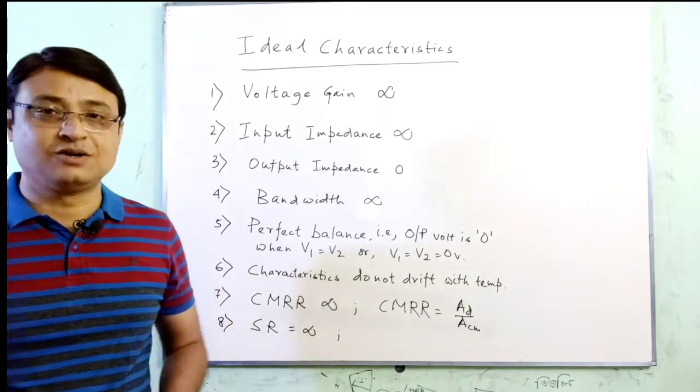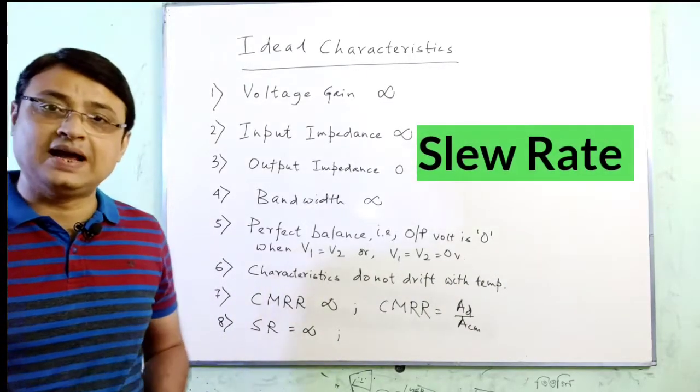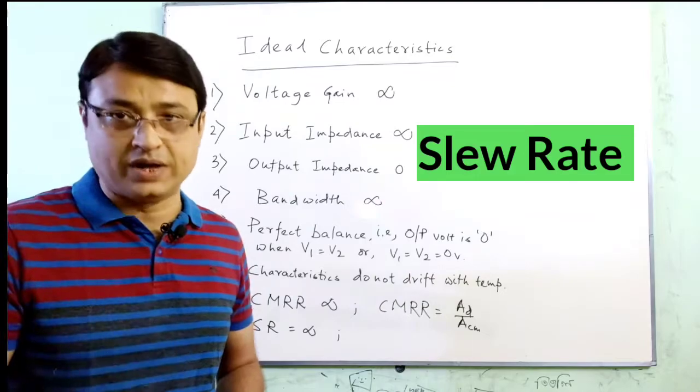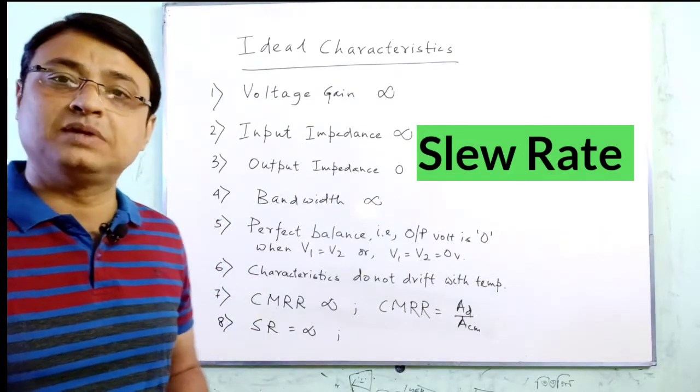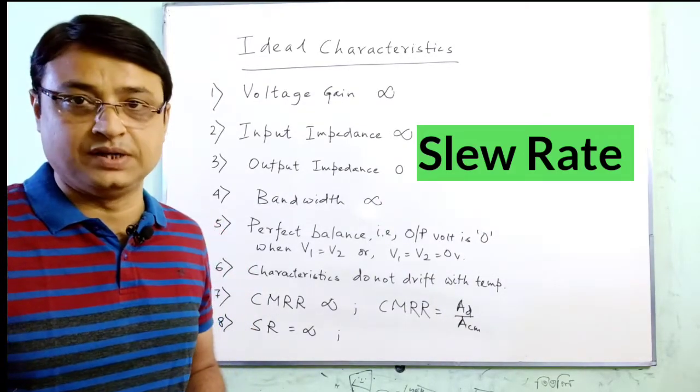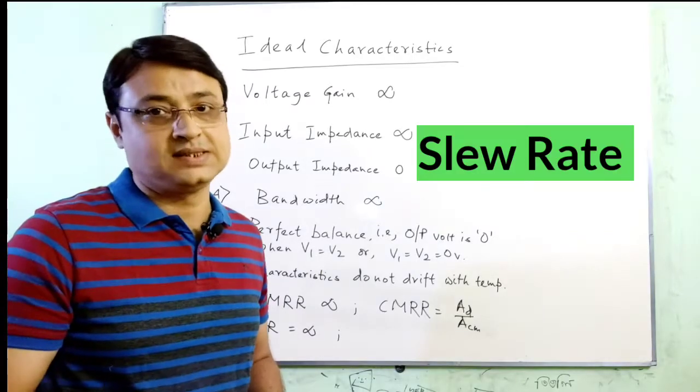And now last but not the least, point number 8 tells us about slew rate. And for an ideal op-amp, the value of the slew rate is infinity. Now again, what is slew rate?